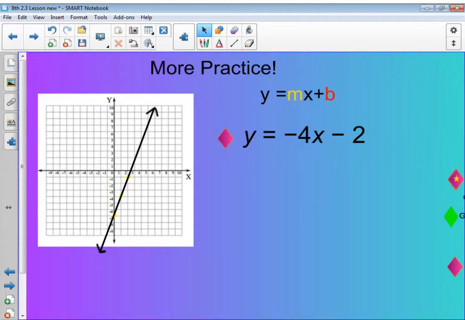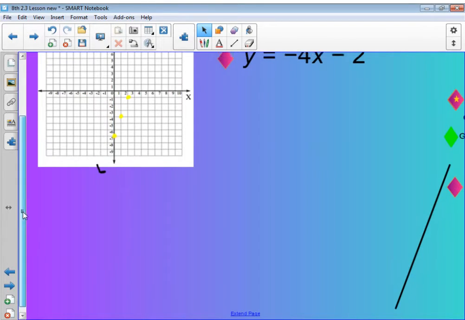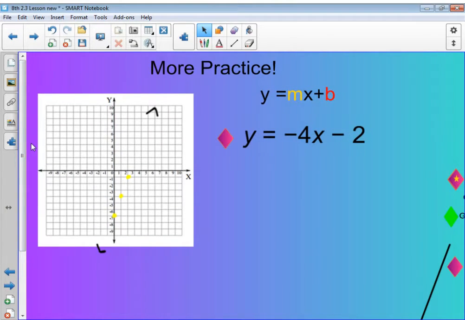I want you guys to try this one on your own, and then I will go ahead and graph it in just a few minutes. So go ahead and pause your video and work out on your wipe-off board doing the y equals -4x minus 2. So go ahead and pause your video, do that, and then start it back up to check yourself.